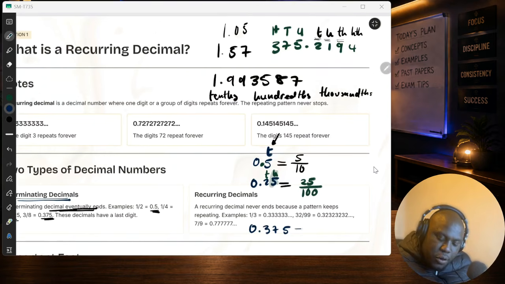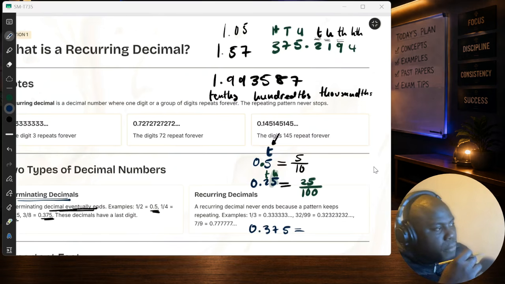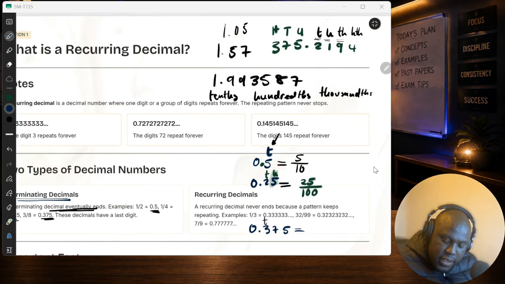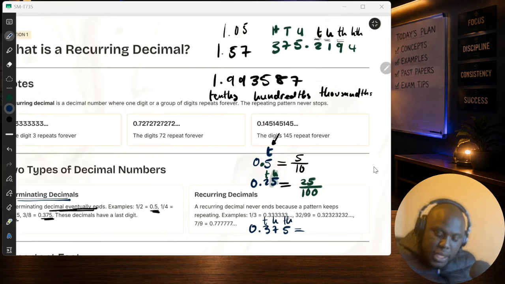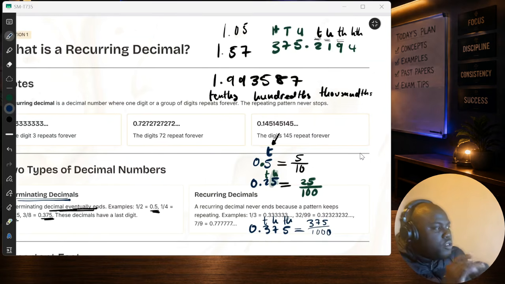Now you're going to have 0.375. You look at it and say, the decimals end, they finish. So this is a terminating decimal, so I need to put place values. These are tenths, these are hundredths, these are thousandths. So if I put it as a fraction, it would be 375 over 1,000. Then we just simplify. This is what you do. I think this is not hard. So this is what we do for terminating decimals.